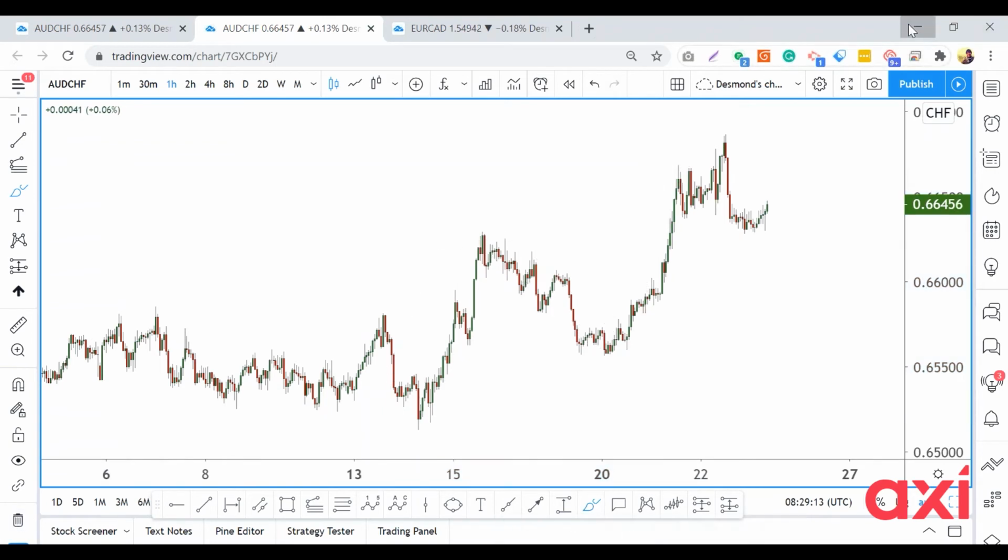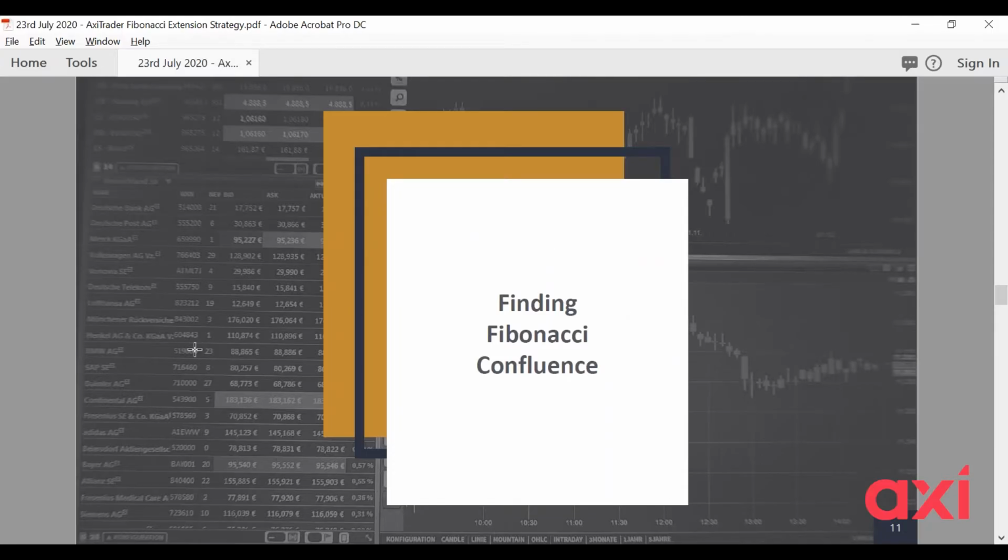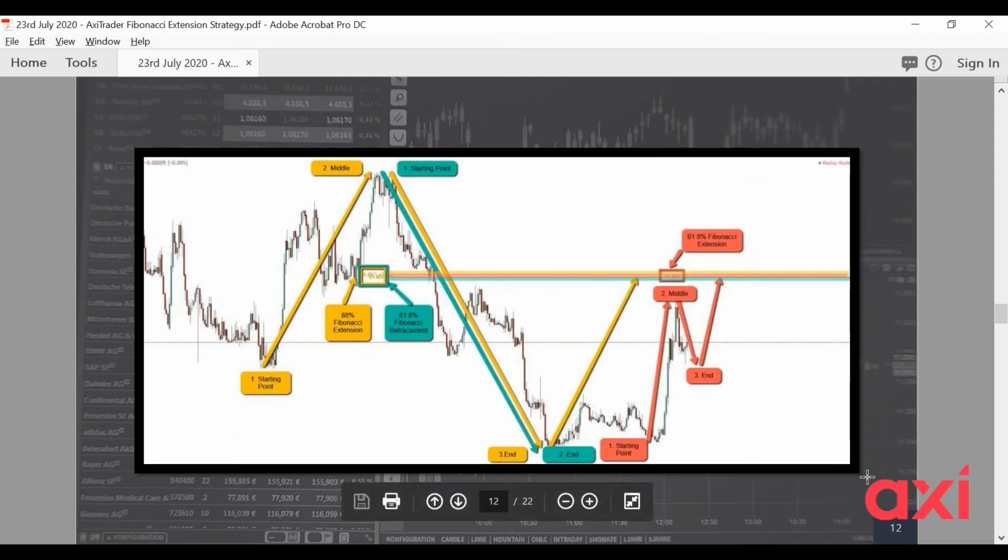Now, let's see. Finding Fibonacci confluence. Fibonacci confluence is the art of lining up multiple Fibonacci levels together to find a strong area of support or resistance. Now this is one example of Fibonacci confluence, and don't get terrified by it yet. I will explain it to you very slowly.